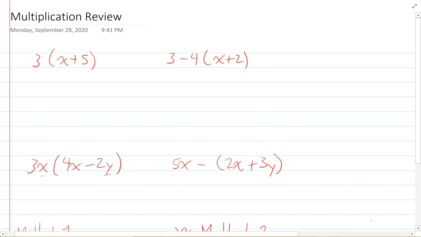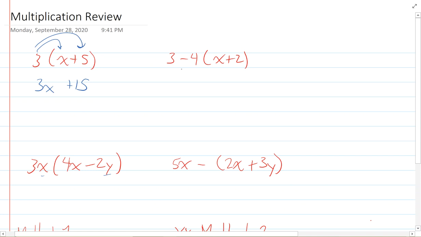Okay, we're going to start with a real quick review of multiplication from yesterday. So back in grade 9, we had our monomial times a binomial. It went 3 times x, which is 3x, and then 3 times plus 5, which is 15.